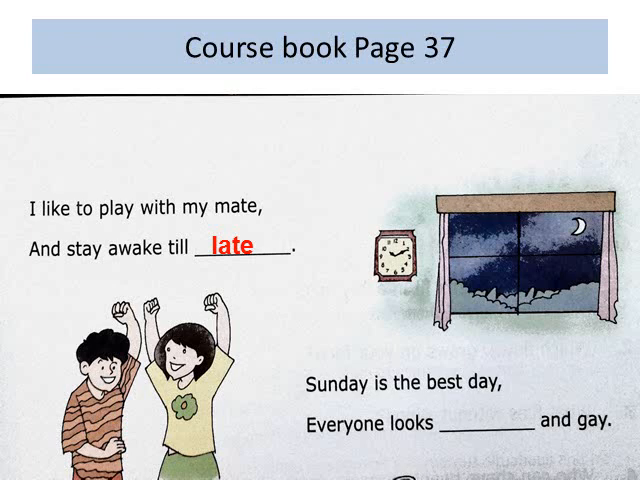Next two lines. Sunday is the best day. Everyone looks dash and gay. Now can you see day and gay are rhyming, but what will come here? Think. What will come in this blank? How will you feel on a Sunday? Let us see. Yes, happy and gay.